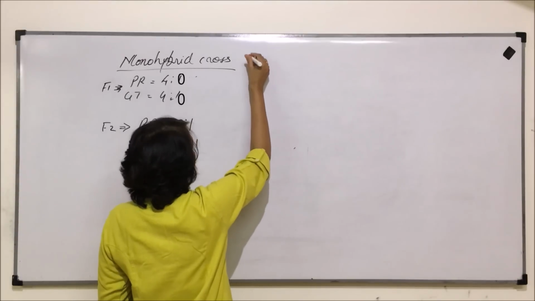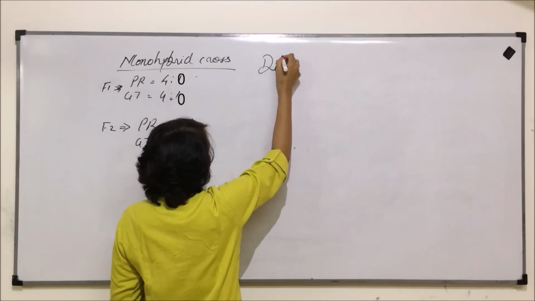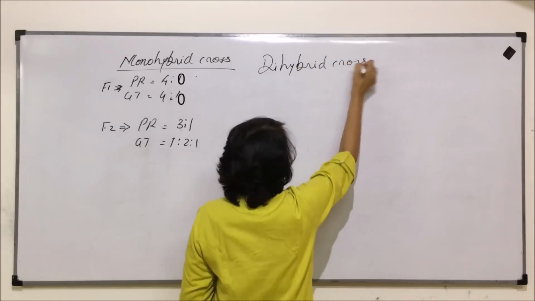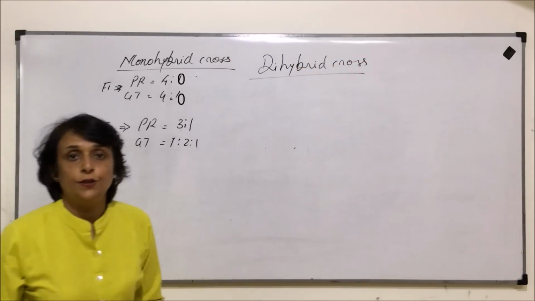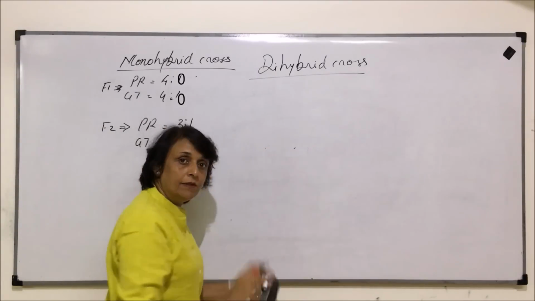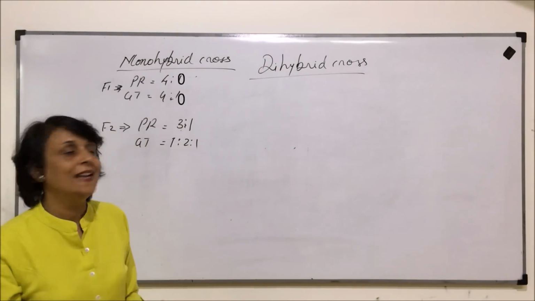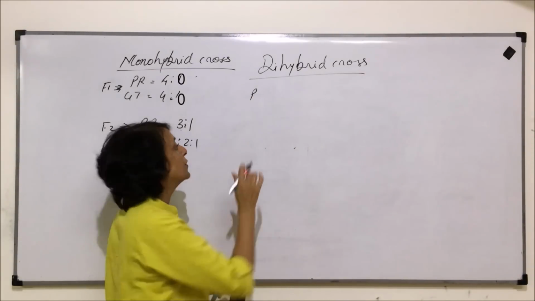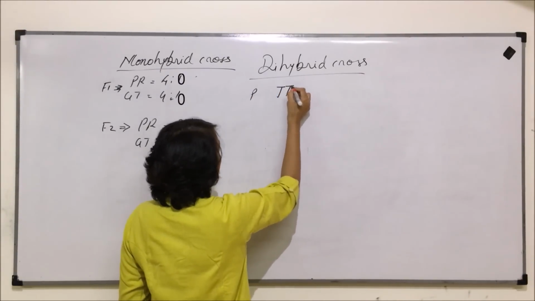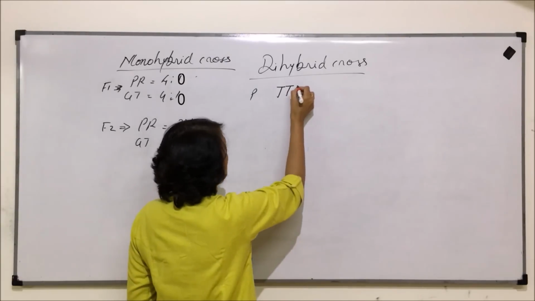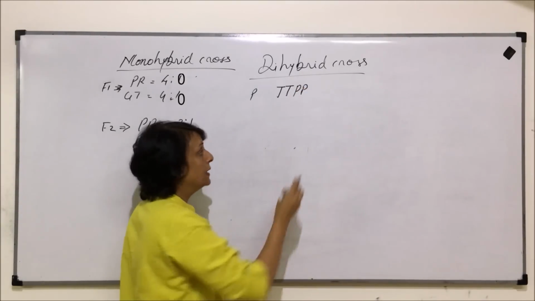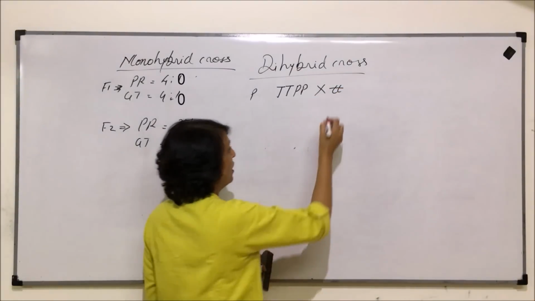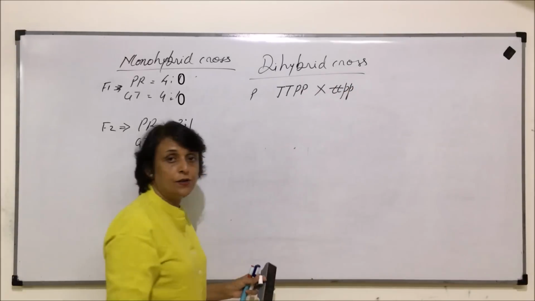Now let us talk about a dihybrid cross. In a dihybrid cross, we would be taking two characters into account. Again, we will start with the typical Mendelian way. So the parent generation is going to be pure for both: pure tall, that is dominant, with purple colored flowers, is crossed with pure recessive, that is short, with white flowers.